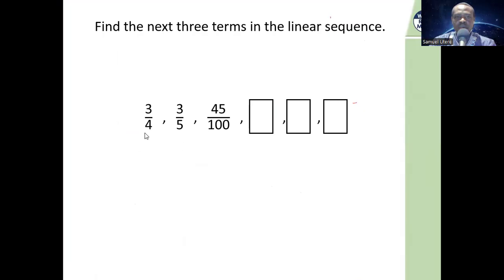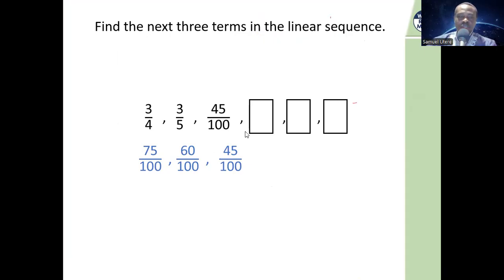We cannot really find out the constant difference. Remember the word linear, okay? The word linear means that there must be a constant difference. So this word here means constant difference. Either we're adding the same number every time or subtracting the same number every time.